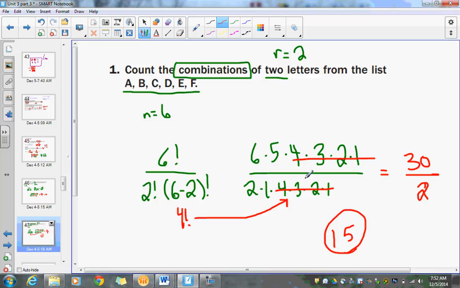Now, of course, you might ask, do you have to cross out? You don't have to, but you're going to be dealing with big numbers and you'll end up dividing by it anyway. So you might as well just keep the math simple a little bit. But 30 over 2, my answer is 15.